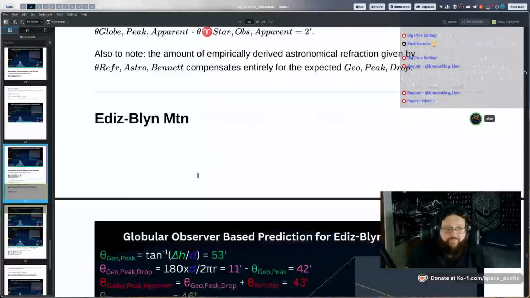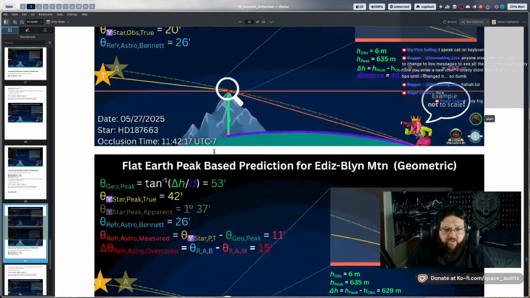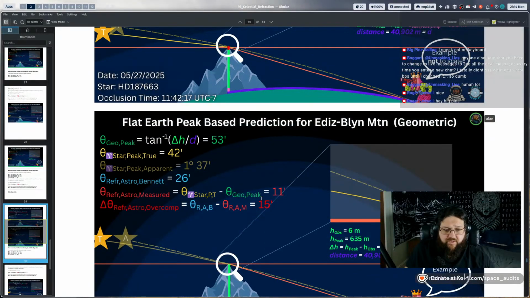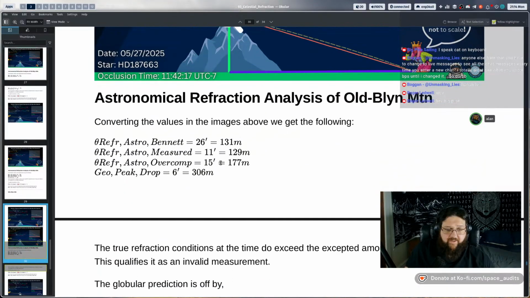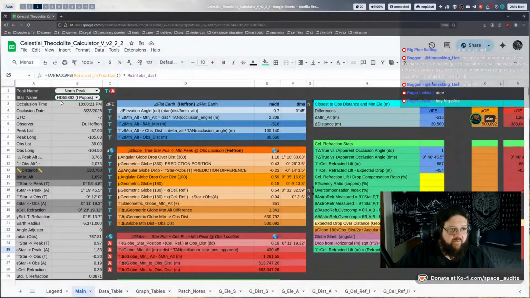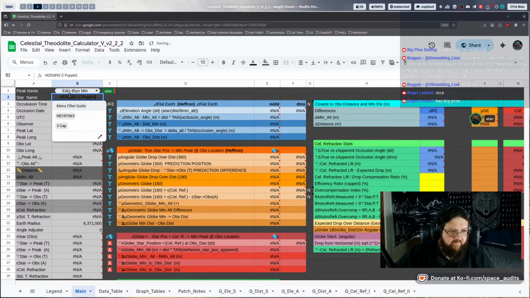So when we go over the predictions there again, it was 53 arc minutes for angle to the peak for flat Earth, globe's 42, 26 arc minutes in refraction, measured difference 11, overcompensation factor by 15. When we convert that into meters, we're going to see that the astronomical refraction gives 300, or it gives 130 meters in lift. That's actually wrong too, I think. One second. Didn't put the right value in.